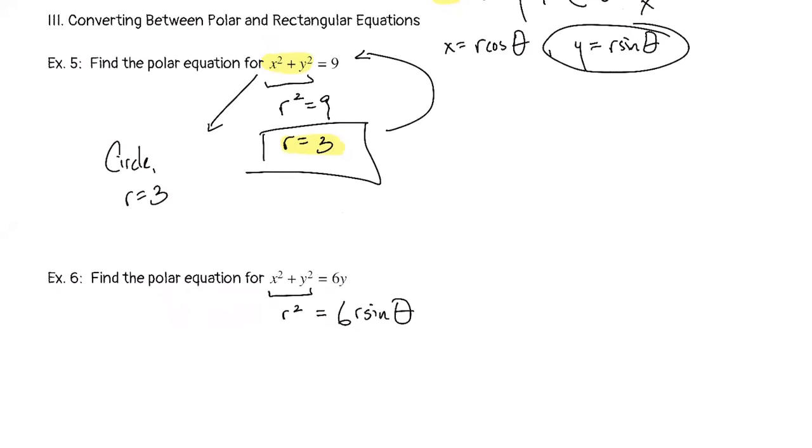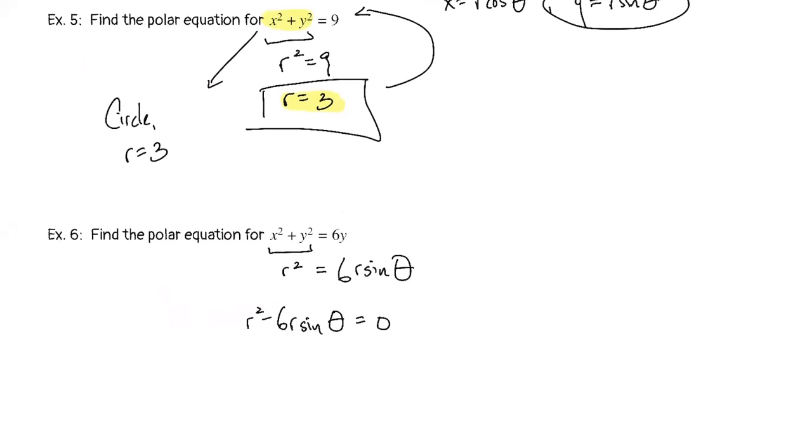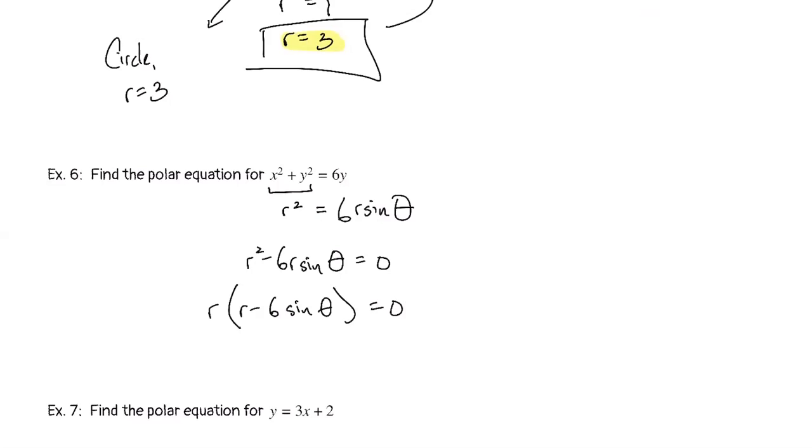Now, here's the deal. I got a quadratic because I have an r squared. Anytime I see a quadratic, I want to move everything to one side, set it equal to 0, and then I want to factor. So r times (r minus 6 sine theta) equals 0. Okay? This allows me to set up two mini equations. So I've got r equals 0 and r minus 6 sine theta equals 0. This I can solve to say r equals 6 sine theta.